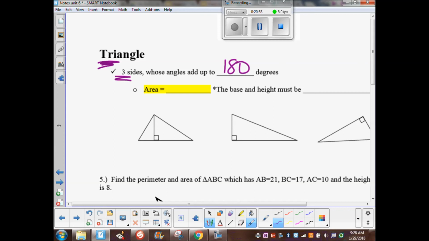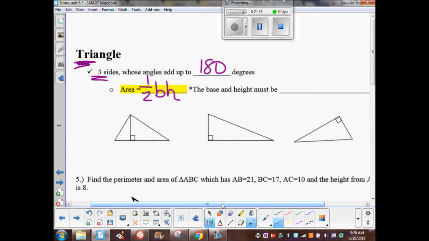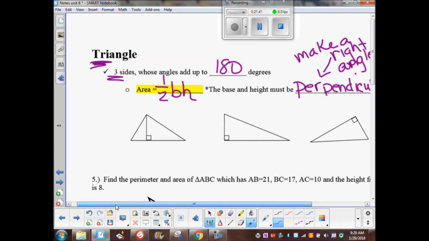Area of a triangle. I bet it's on your formula sheet. Half of the base times height. Yep, 1/2 b times h. Now it says the base and the height must be perpendicular. Okay, what does it mean? They make a right angle.